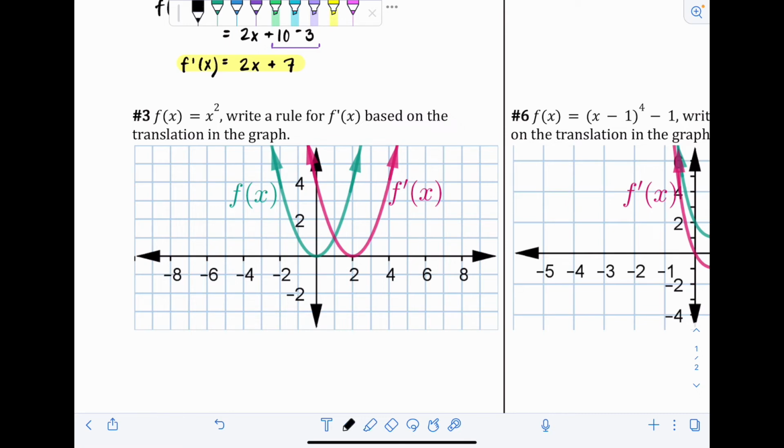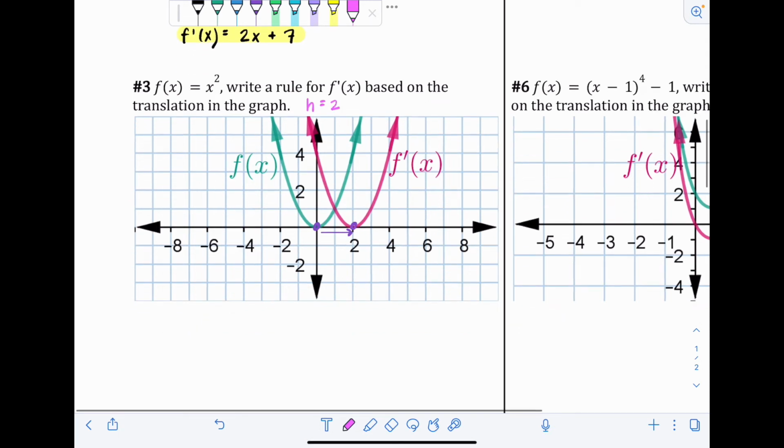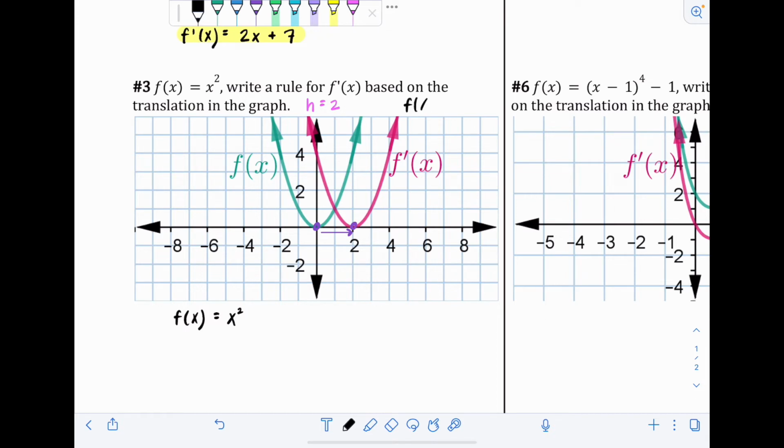So if we look at the vertex, on f of x it was right here at 0, 0, and on f prime of x it was right there at 2. So we're shifting 2 to the right. If we're shifting 2 to the right, that would mean that h equals positive 2. So I rewrite the original function, f of x equals x squared. And then I still have to use the function formula for horizontal translation, f of x minus h. So I'm going to rewrite my f of x that way, but with my actual h value of 2 in there. So it'd be f of x minus 2.